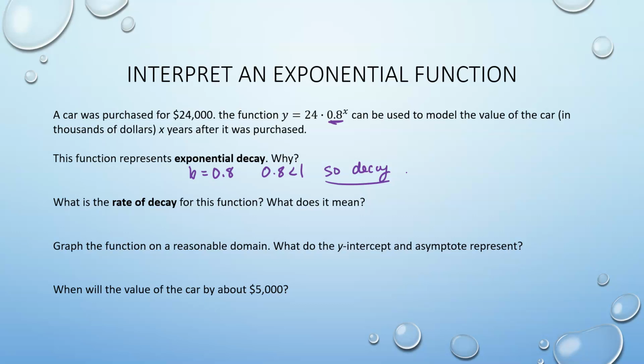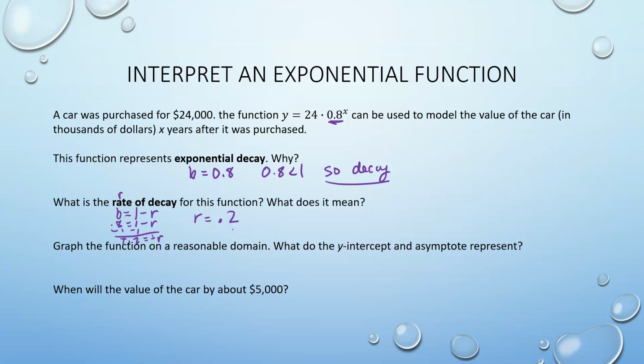Now it says, what is the rate of decay for this function? Well, we learned on the first slide today that b is 1 minus r, and r is the rate of decay. So we need to figure that out. In this case, we know that b is 0.8. So I could just do my math. I get negative 0.2 equals negative r. Then I can just make both these positive. So r equals 0.2.